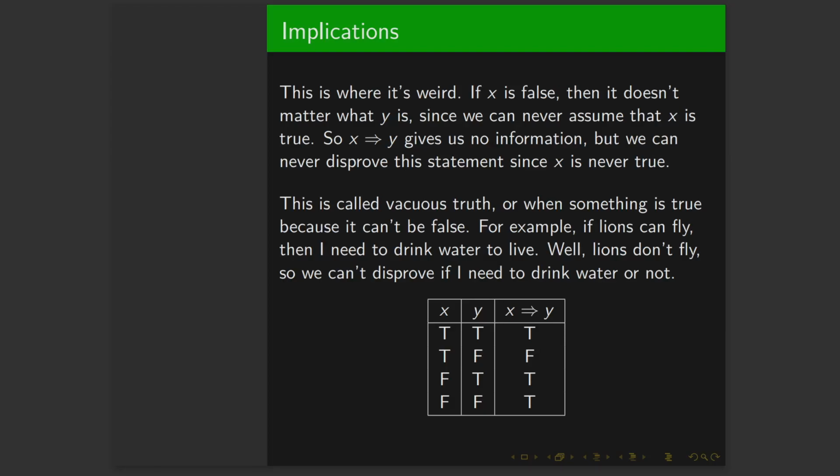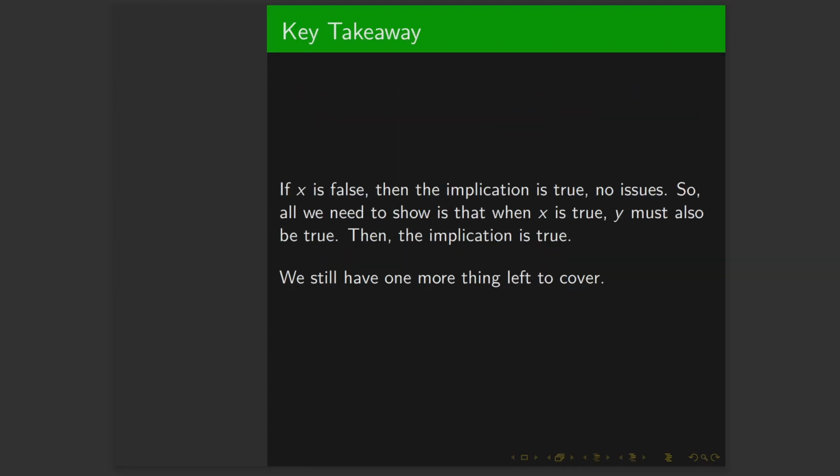So that's why in the truth table, if x is false, regardless of what y is, we say it's true. And the key takeaway is this: if x is false, then the implication is always true. So we never have to worry about when x is false. The only time we need to worry is when x is true. Then we must show that y is true.